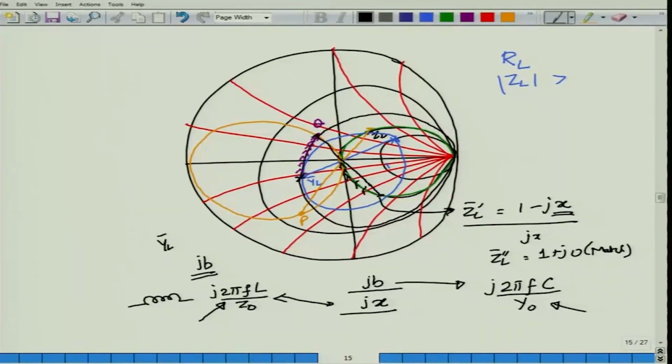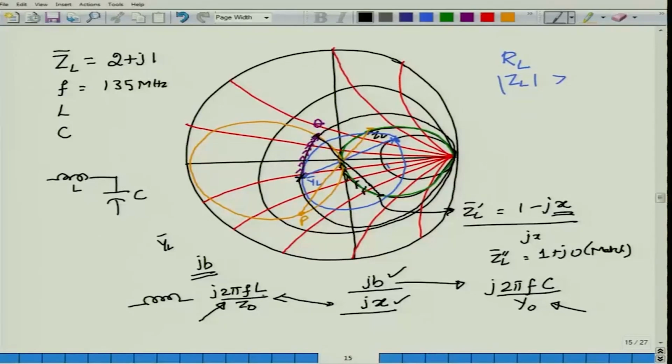If you want to get some practice with this, you can start with this example. Assume that the normalized load that you are trying to match is 2 plus J1, and assume a frequency of about 135 megahertz. By following this procedure, determine the L and the C values, and of course determine the structure of the matching network. In this case, please remember, B turned out to be positive, X turned out to be positive. Positive reactance means inductor. So the matching network would have a capacitor of the value C that you have found out, and it would have an inductor whose value you would find out from equating these two expressions, Jx and J2 pi FL by Z0.